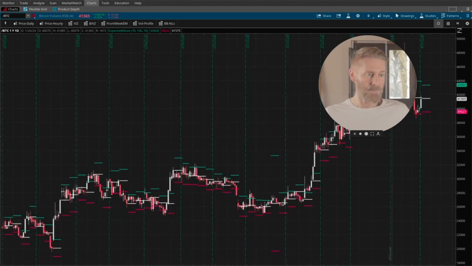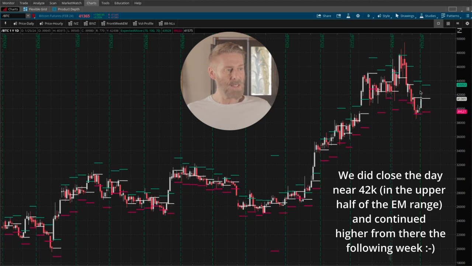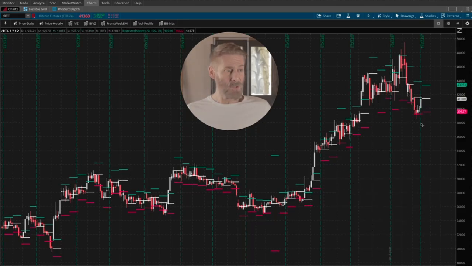Let me zoom out again. So there you go. We need to stay up here, minimum. It would be nice if we actually closed inside of here, because it's all about the expected move. We're expected to stay within this. If we had dropped below this expected move range today, below the lower threshold, the odds of us continuing lower next week would have been very high.